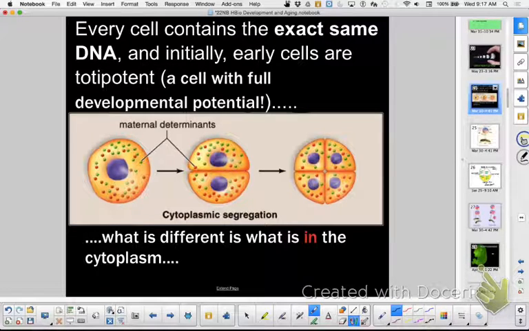However, there are small differences in the immediate environments, which activate or inactivate different, any guesses? Different, starts with a G. Genes. Which can cause cells to develop slightly differently. This is called differentiation.